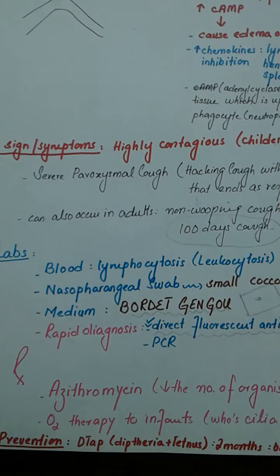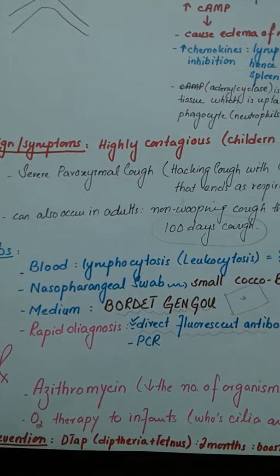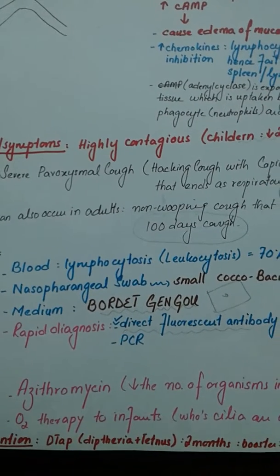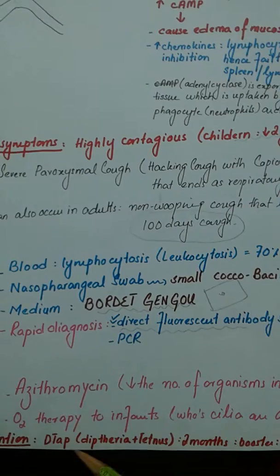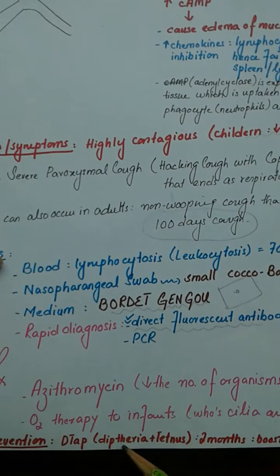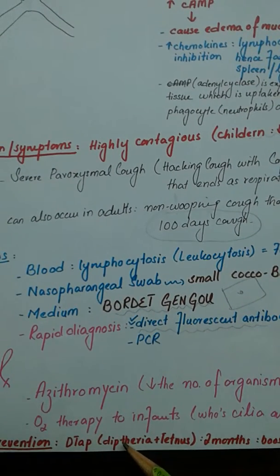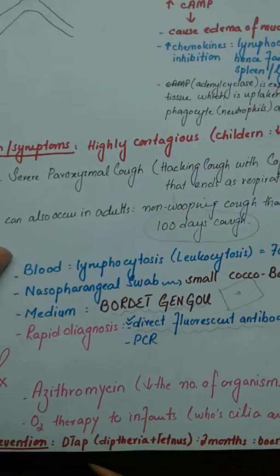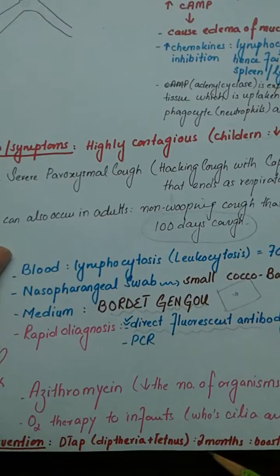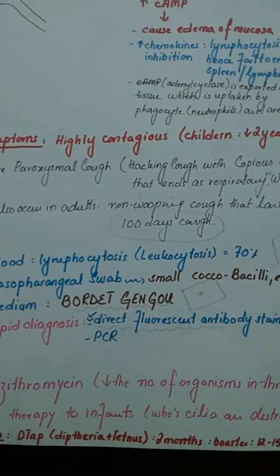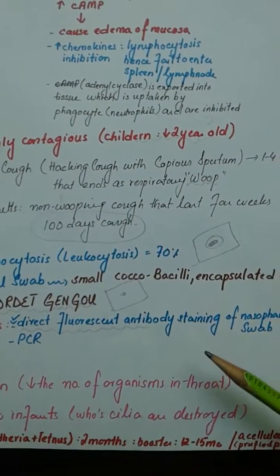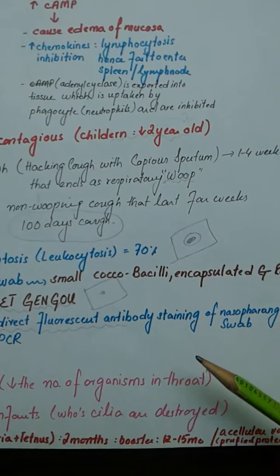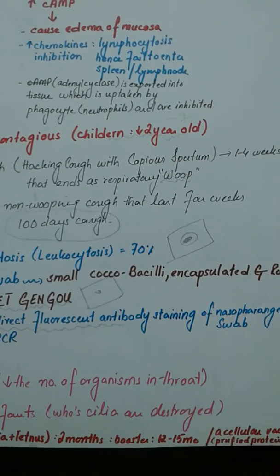We use DTaP, which is pertussis combined with diphtheria and tetanus toxoid, and this is actually killed tetanus bacteria and killed endotoxins, which we combine with pertussis. Now this is given normally in the EPI schedule at 12 months, and the booster dose is given at 12 to 15 months. Apart from that, we also use an acellular vaccine, which consists of purified proteins.